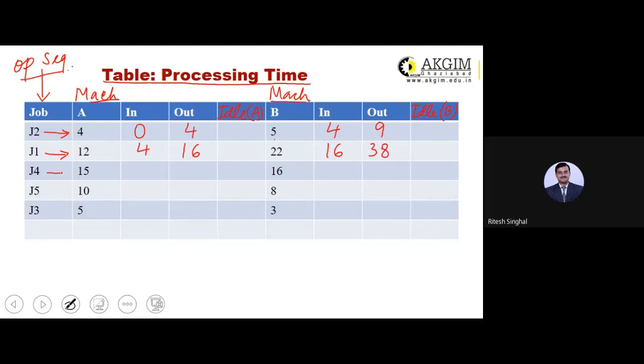Now the third job J4. It is to be started at 16th hour on machine A, requiring 15 hours. So 16 plus 15 is 31. So the end time would be 31.